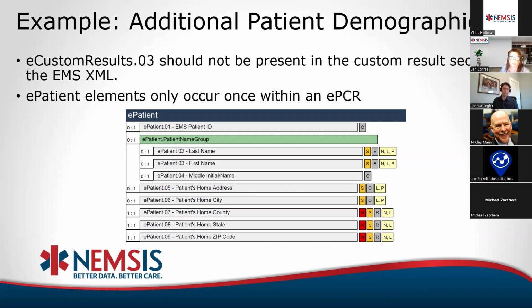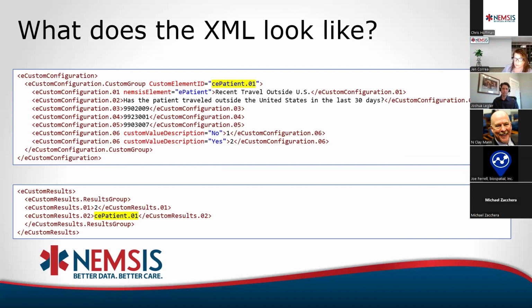So this is what an XML looks like. And note the highlighted parts. So that's where I'm showing you that they're correlated, right? So in your XML file, this was configured, and it tells you this custom element is extending patient.01, right? That's where it belongs. It belongs in this group. And when you look at the results, because it only shows up once in an XML, there's no need for a correlation ID down here, right?